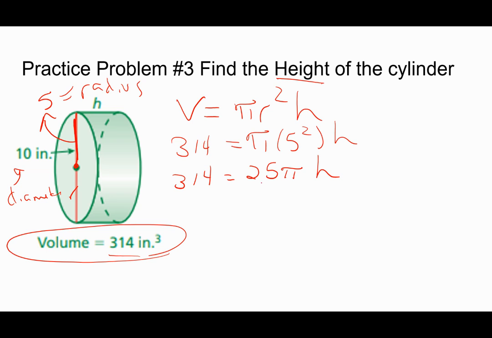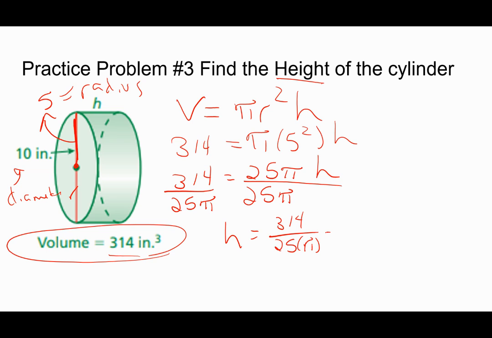Now you could multiply this out. It doesn't tell you to leave it in terms of pi, but I'm going to leave it this way because it's easier to keep track of with our decimals. 25 pi, divide both sides by 25 pi. So the height equals 314 divided by 25 times pi. Plugging this into our calculator, it would look like this.